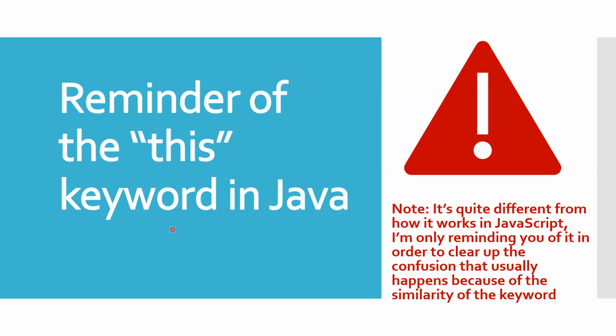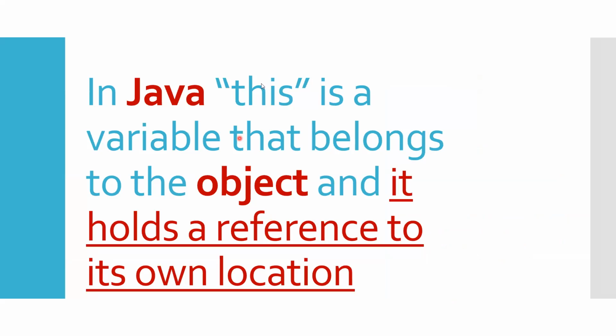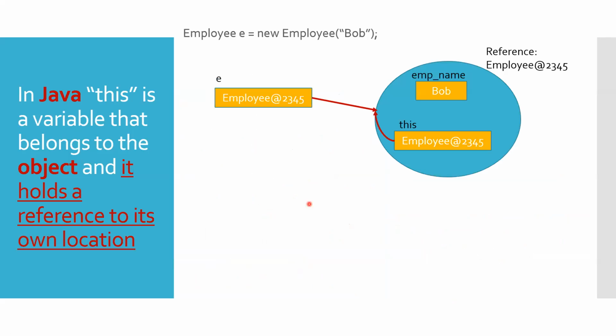So just for the sake of contrast, I'm going to remind you of how it works in Java so that we can compare it to the different way that it is implemented and used in JavaScript. In Java, this is a variable that belongs to the object. When you create an object, a part of it is a variable called this that holds the reference to its own location. Let's say, for example, we have a class Employee.